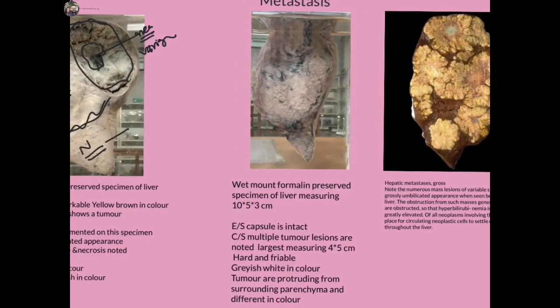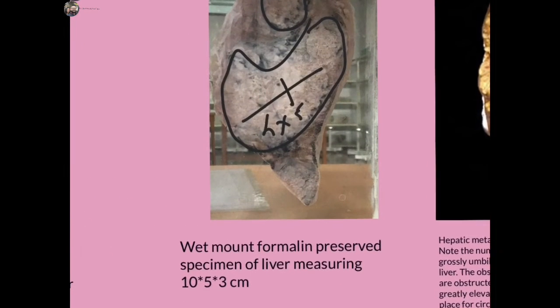Whereas in the metastasis case you can see that these tumors are multiple in number. Here are the tumors. This is one tumor, this is another tumor, and the largest tumor is measuring around 4 x 5 centimeters. Important thing here, you can see umbilication of the tumor, or depression in the tumor at the center. Borders are again irregular, and this is the normal parenchyma.